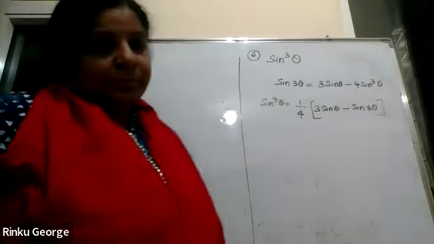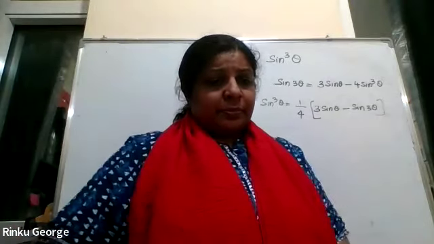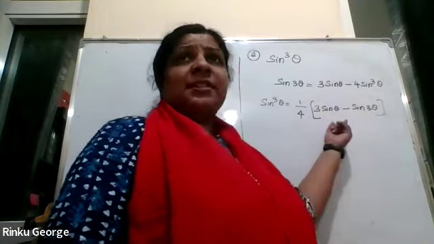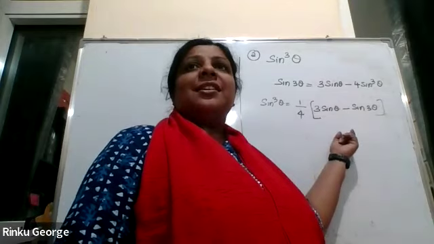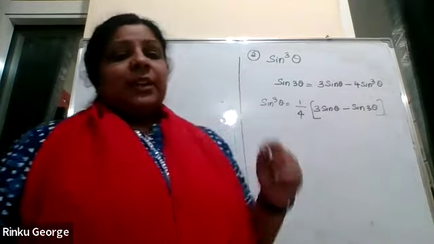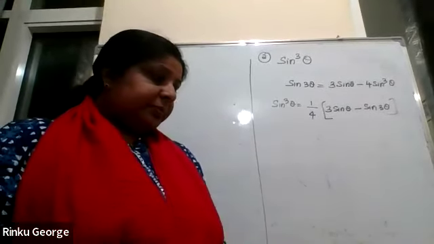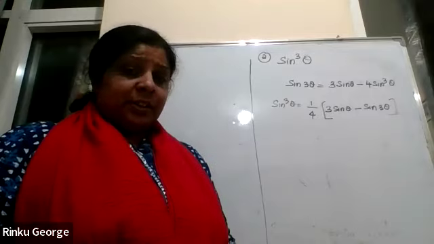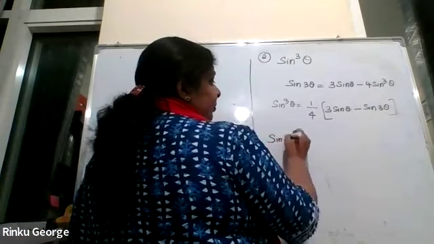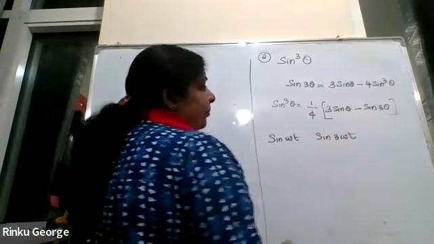So you write here each term, sin omega t and sin 3 omega t. Sin theta means it is sin omega t. Sin 3 theta means it is sin 3 omega t. Here each term is sin omega t and sin 3 omega t.